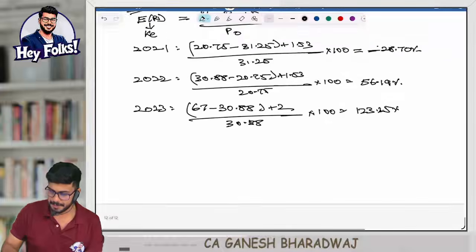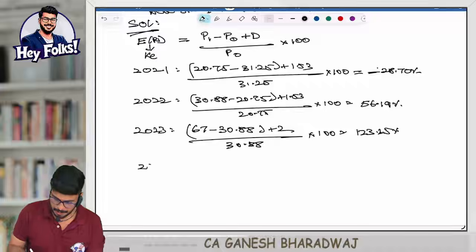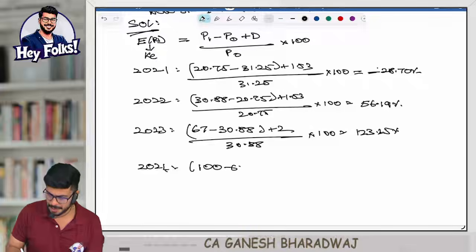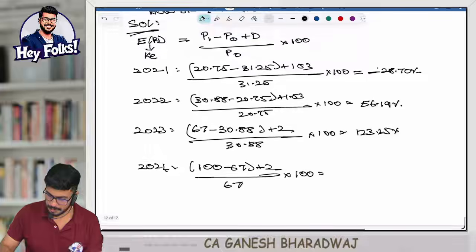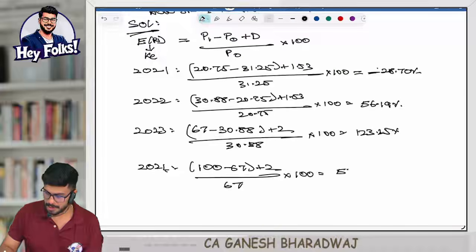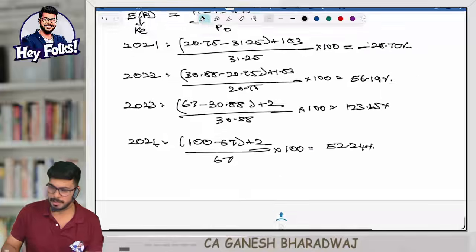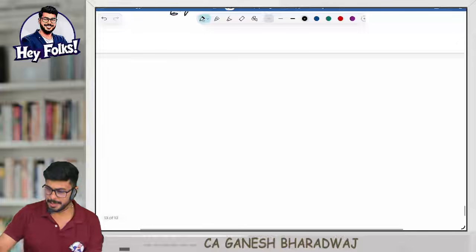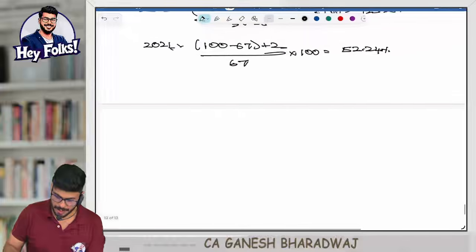123.45%. Right? Next, 2024. Yes, 100 minus 67 plus 2 upon 67 into 100. Figure. Quick, quick, quick. 52.24, is it? Yes. Come on guys, slowly pick up the pace. These are known areas. Let's do it quickly.